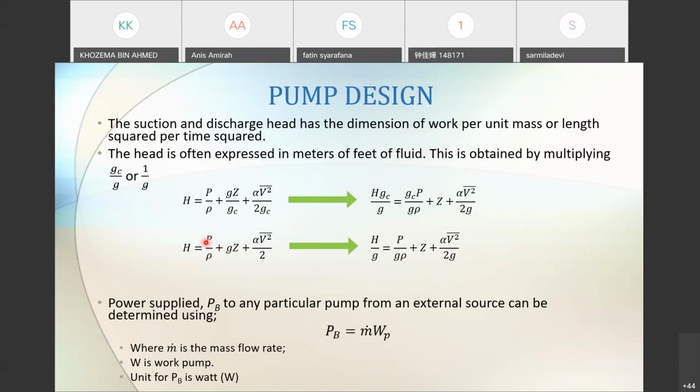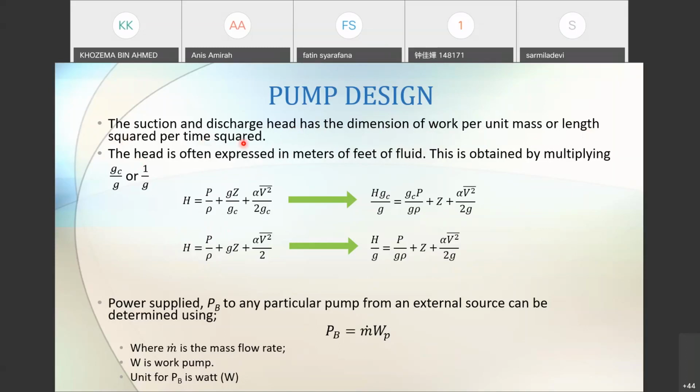Pressure can be in terms of Pascal or ATM. So 1 Pascal is equal to 1 Newton per meter squared. If you rearrange the whole thing, and you know that your density has a unit of kg per meter cube, then with unit cancellation, again you'll get meter squared per second squared. So that is why we can say that the suction head and discharge head has a unit of length squared per time squared.